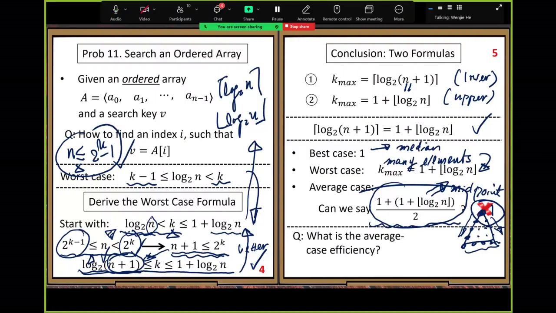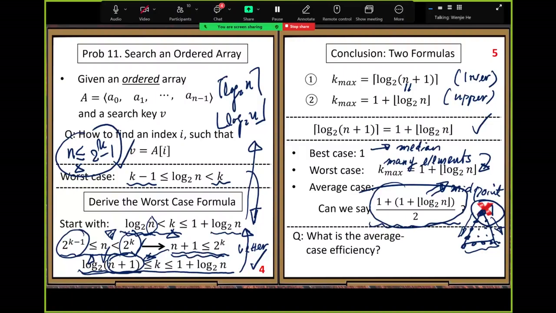That's the next topic. I will use a simple example to show you how to calculate the average case efficiency. But before we move on, I want to give you a little more information about this average case, before the break time. I can talk about this simple property.